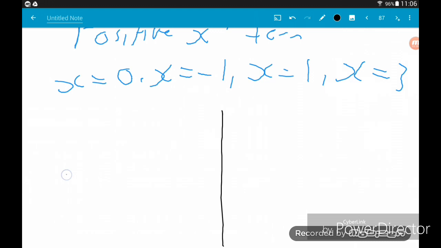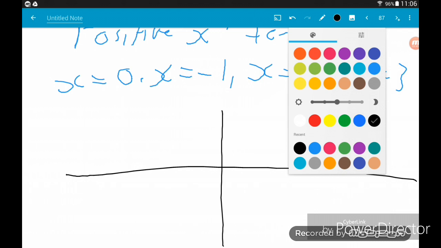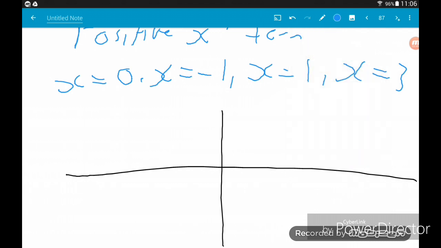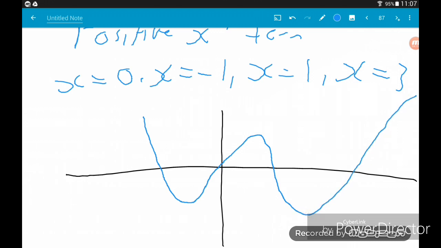Okay, so there are my axes. The graph starts in the top left. Now the first place it hits the x-axis is at minus 1. So it's going to do something like this. It goes back up, crosses the x-axis at 0, 0. Crosses the x-axis again at positive 1, and then once more at positive 3. So it's going to look something like this.